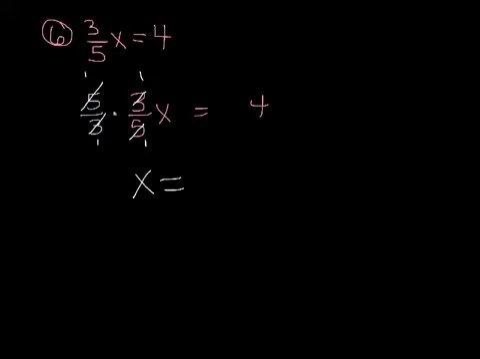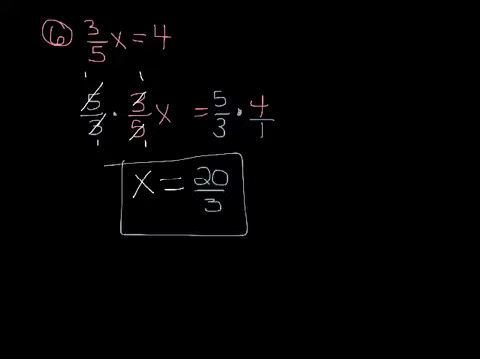Do not forget the all-important rule of working with equations, and that is that if you do something to one side of the equation, you have to do it to the other. So on this side, I'm going to get 5 over 3 times 4. Since I'm working with fractions, I'm going to write it as 4 over 1. And in the end, I will get 20 over 3. It's another thing that doesn't simplify nicely, but you can just leave it as an improper fraction.